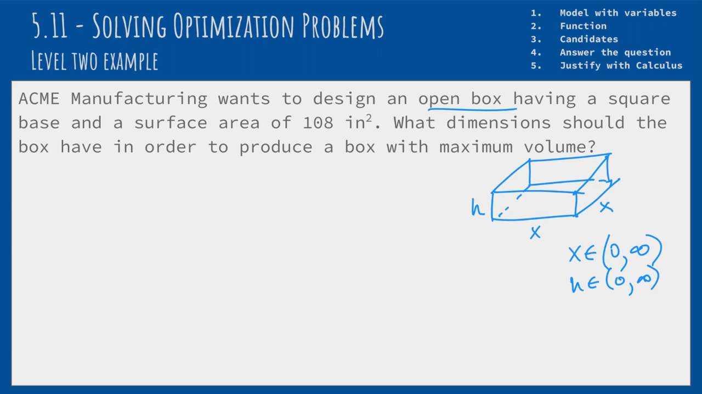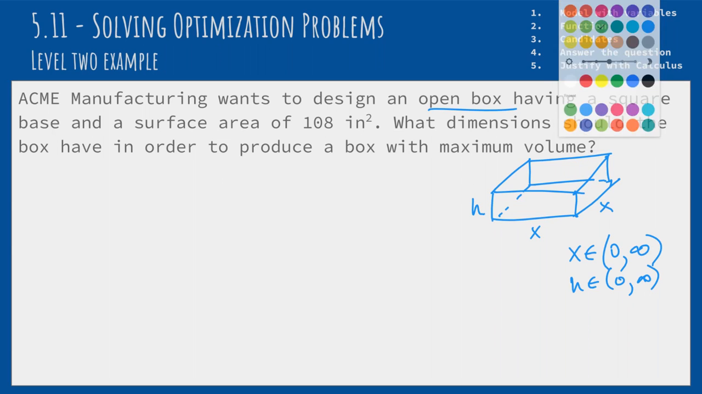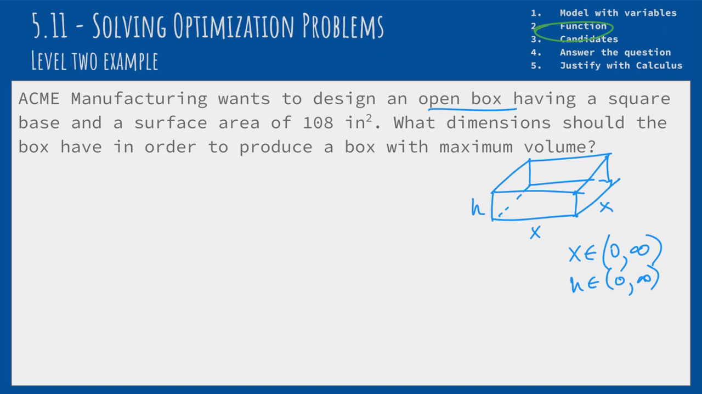So moving on to the second step, I want to write a function, and that function is going to represent what it is I'm trying to maximize. In this case, I'm trying to find the maximum volume. So I'm going to write an equation for the volume of this box. So the volume is going to be base times height times width. So it's going to be x squared times h.